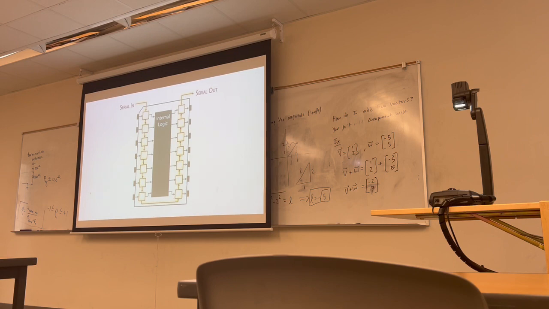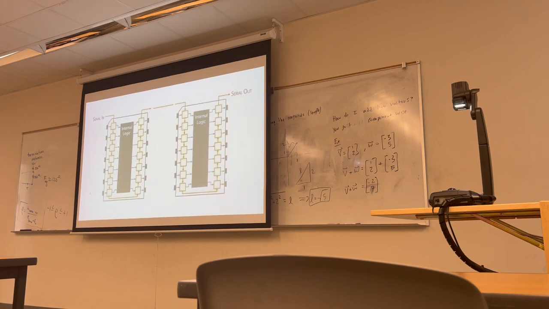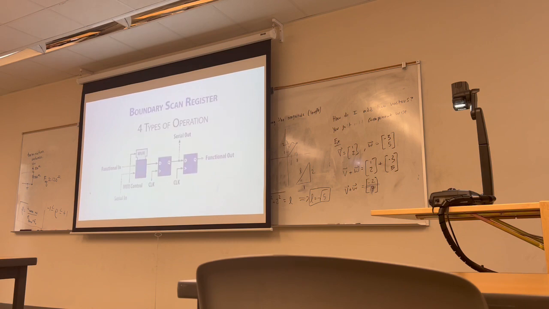Test setup information flows into the chain's input, propagating to the chain's output. If there are multiple ICs with boundary registers, they can be concatenated to make a longer chain. This same data chain is also used to offload measured data. Typical boundary scan registers can have four different types of operations. One operation allows data to pass through the registers transparently, without modification. This is the typical state of the circuit during normal functional operation.